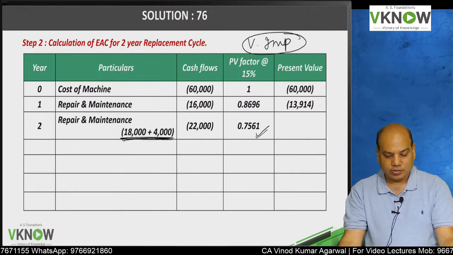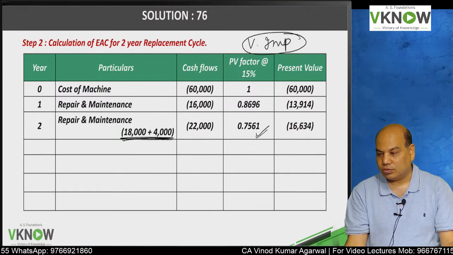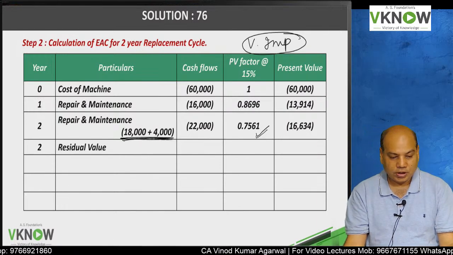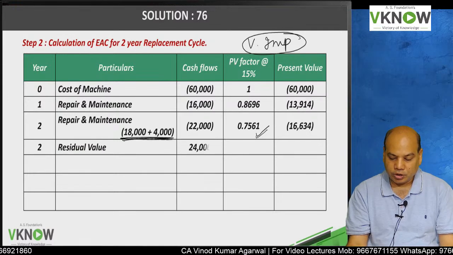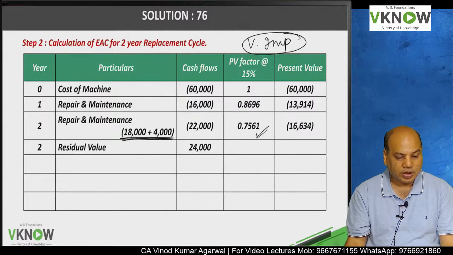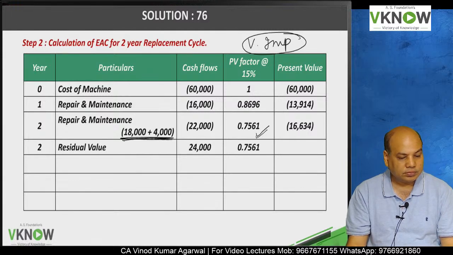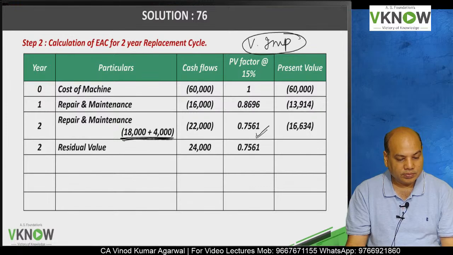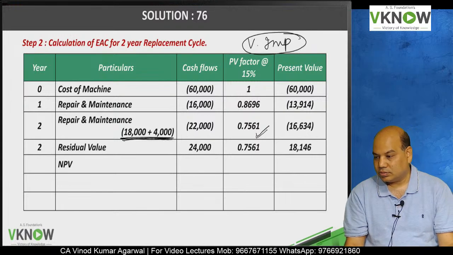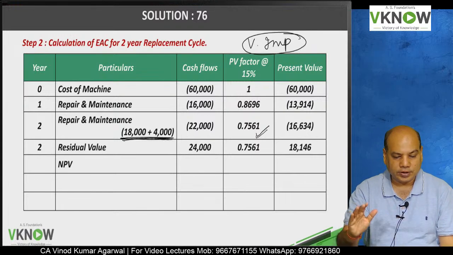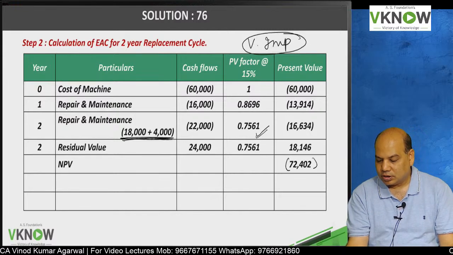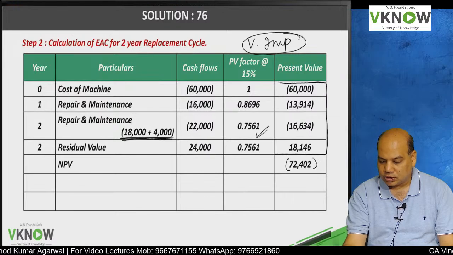The factor is printed in the book. Please make use of the factor. Present value 16,634. Very good. Come on, next. Residual value in year 2. I have asked you to write these numbers; it was not properly appearing in the booklet, there was some printing error. Present value 18,146. The answer should flow smoothly without effort. Take the total of these first 4 numbers.